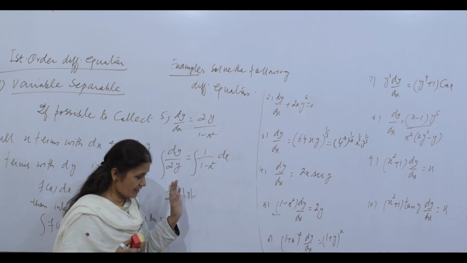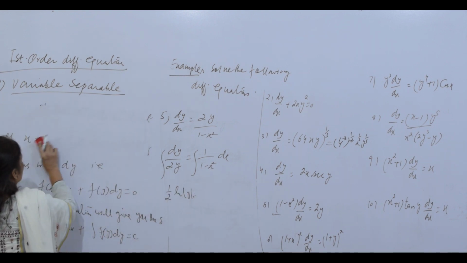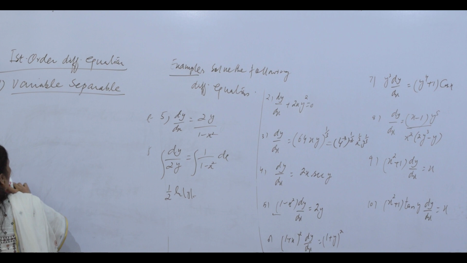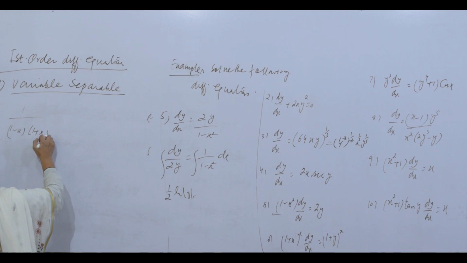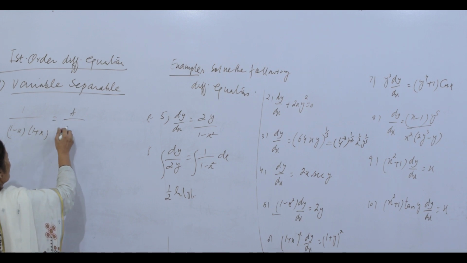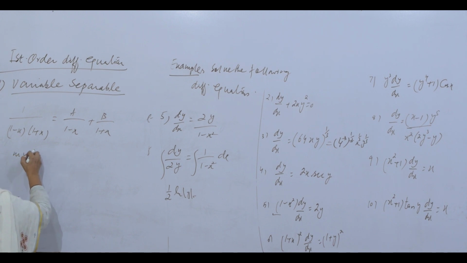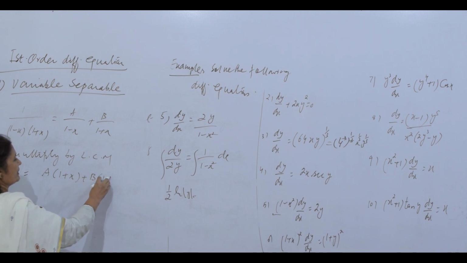Once you have the partial fraction, then you can write the answer. So let me find the partial fraction. Consider 1 over (1 minus x)(1 plus x), which is equal to 1 over (1 minus x squared), equal to A over (1 minus x) plus B over (1 plus x). Multiplying by the LCM, this gives 1 is equal to A(1 plus x) plus B(1 minus x).